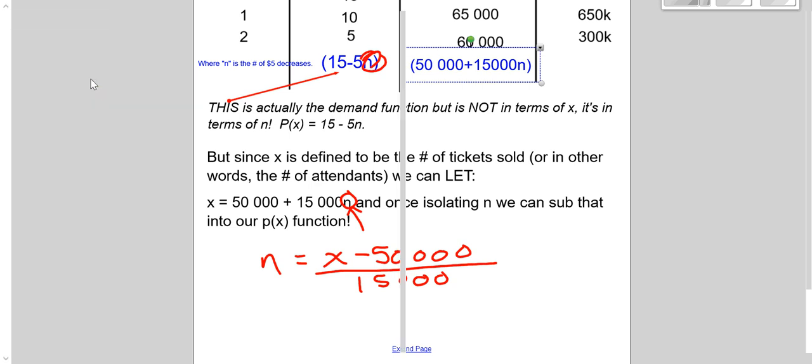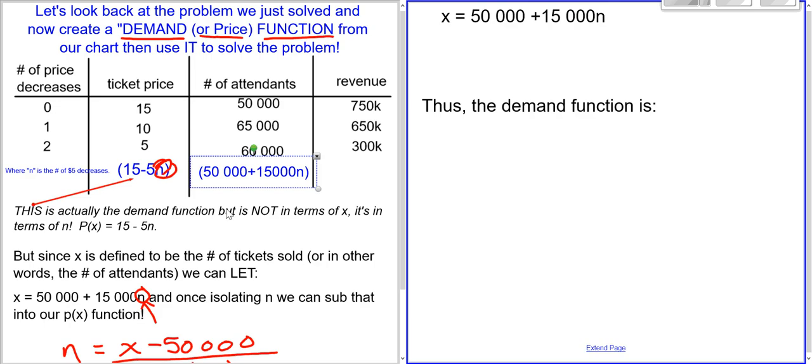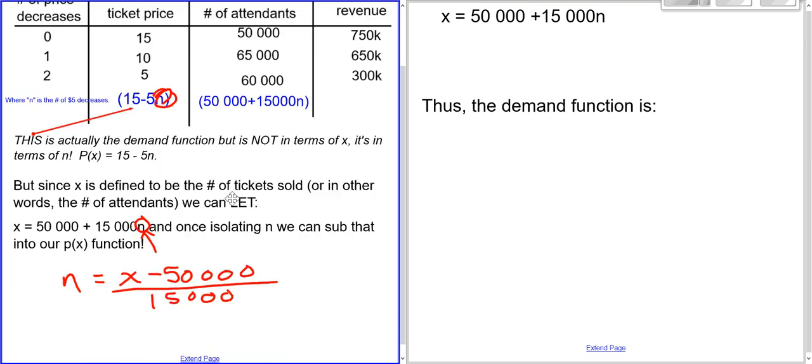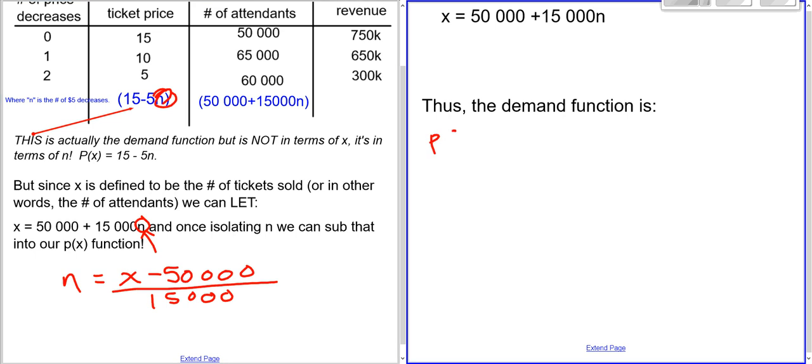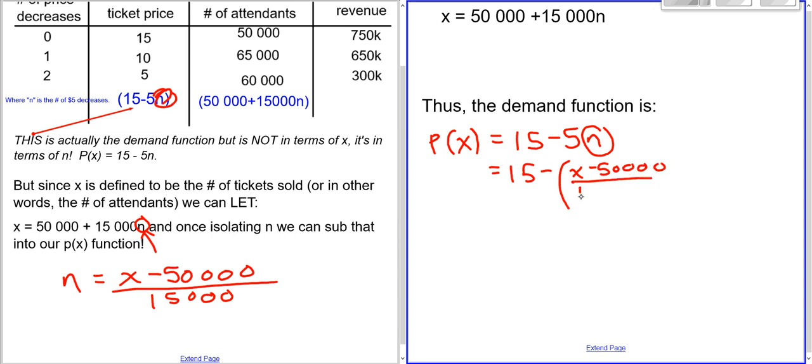So I'm going to keep that in mind for a second, and then let's use that. I'm going to come up with my price function. I know my P of X was originally 15 minus 5n, but now that I have an expression for n, I can replace this n with the X minus 50,000 over 15,000 that I just have. And that is actually your price function, your demand function.